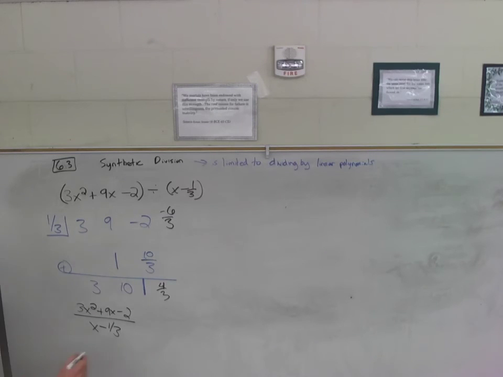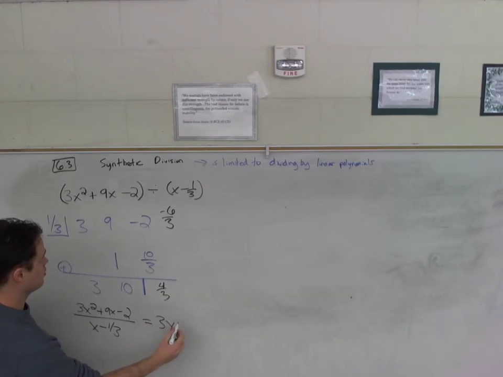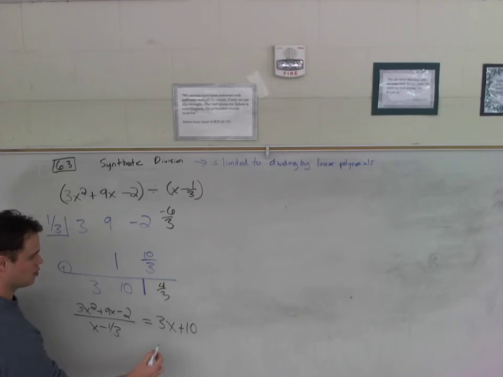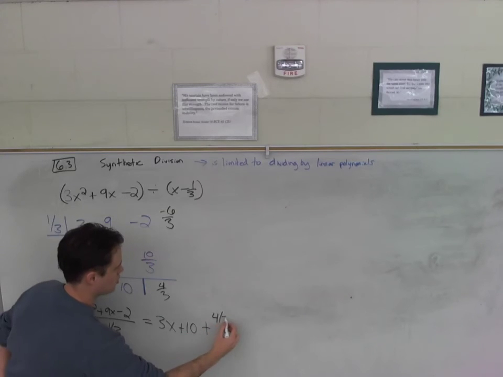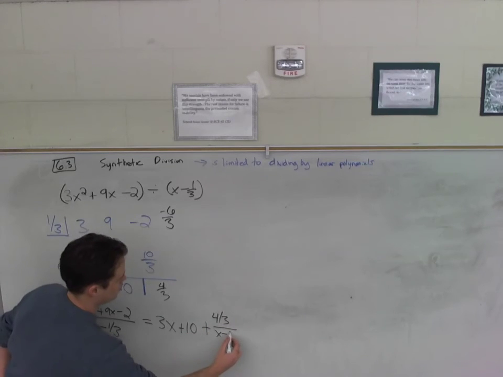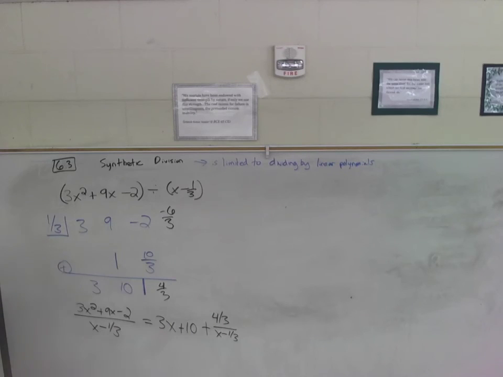3x, right? One less than that was... this one is plus 10. Plus 4/3 over x minus 1/3. That looks weird, but it's okay.